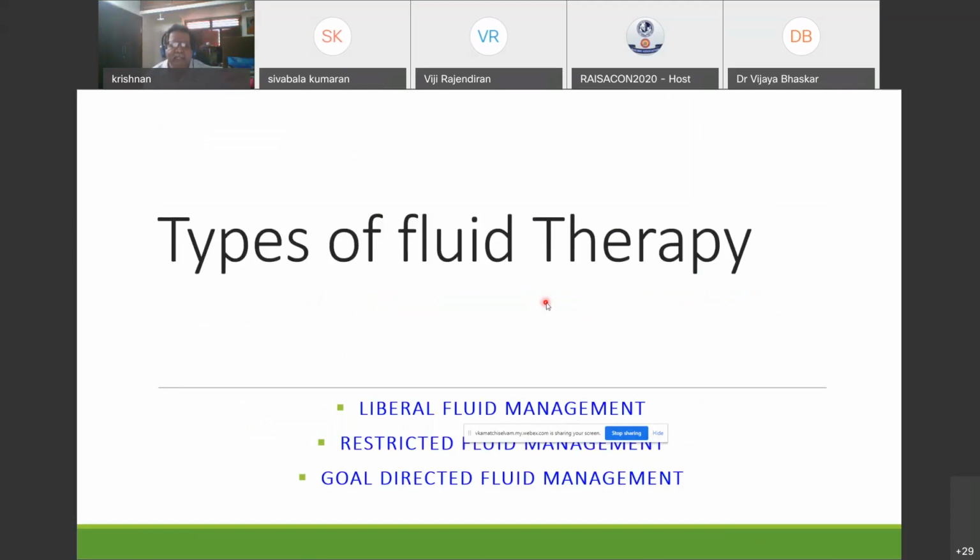Now we just see three types of fluid therapy. This may not be absolutely relevant for pediatric anesthesia, but for academic purpose, I have included this.